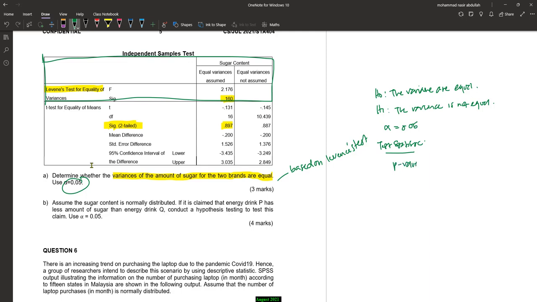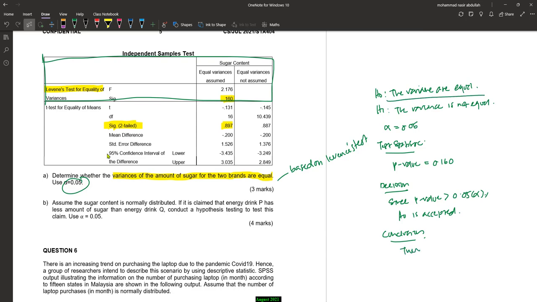P value is equal to 0.160. Decision, since P value is more than 0.05, which is alpha, the null hypothesis is accepted. So conclusion, since we accept the null hypothesis, we can conclude that the variances are equal. Okay?